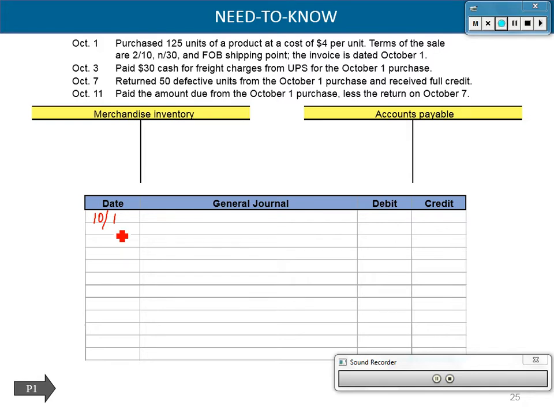So it's 125 times 4, so that's $500. Hold on, okay, $30 cash for freight. Well, that part is irrelevant right now. The cost of the product is 500. So 125 units times $4, right? Equals 500. So what do we debit and what do we credit? We're debiting merchandise inventory.